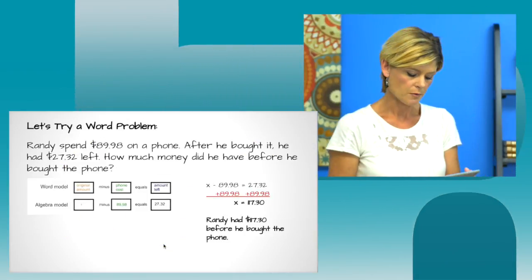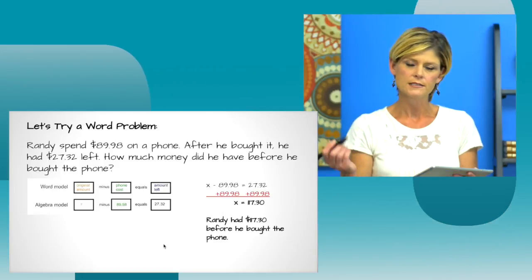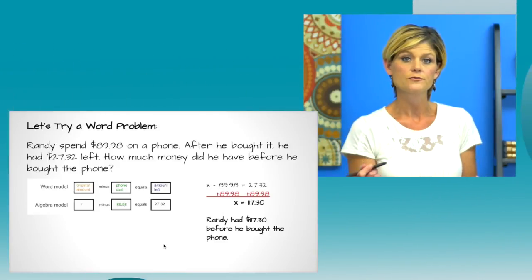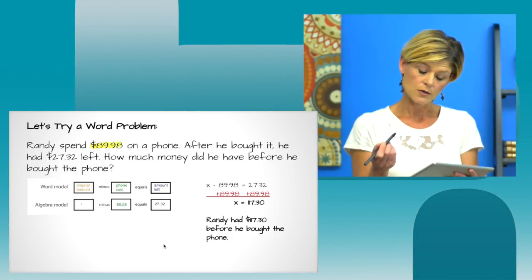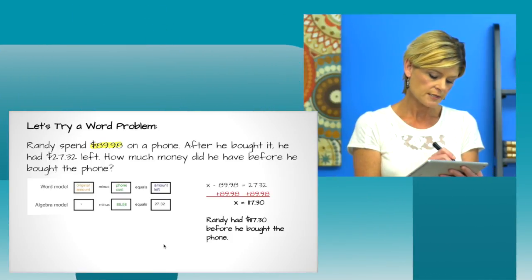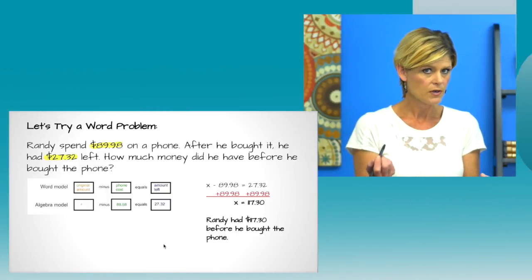All right, let's try a word problem. And I'll highlight the information. It's always a good idea to circle or highlight the numbers or the key information that you find in a word problem. All right, Randy spent $89.98 on a phone. After he bought it, he had $27.32 left. How much money did he have before he bought the phone?